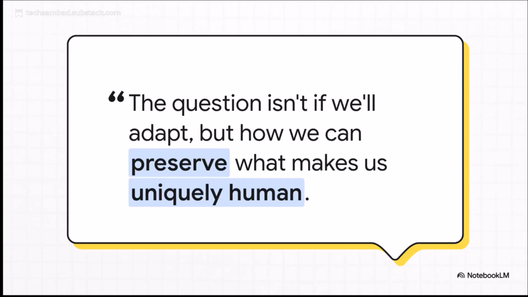And that really brings us to the heart of the matter. We are going to adapt. That's not up for debate. The real question is how fast and how well we can do it without losing the very things that make us human in the first place.